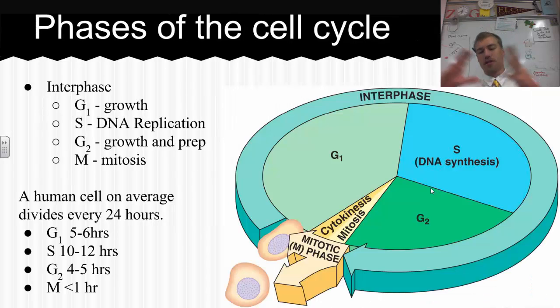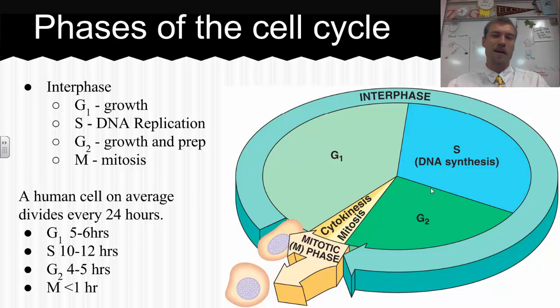Phases of the cell cycle. So in general, we've got 4 phases to the cell cycle. We've got G1, which is growth, S, which is DNA replication or DNA synthesis, G2, which is some more growth and preparation for mitosis. And a human cell on average divides about every 24 hours. Some cells divide more often, some cells divide less often. But this is just a general guiding principle.